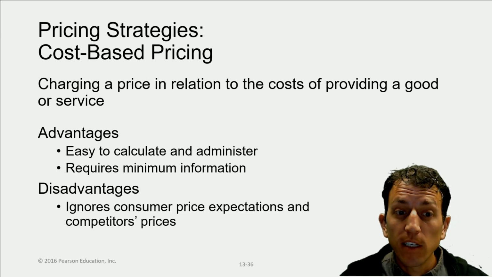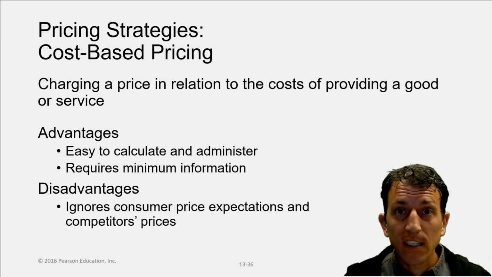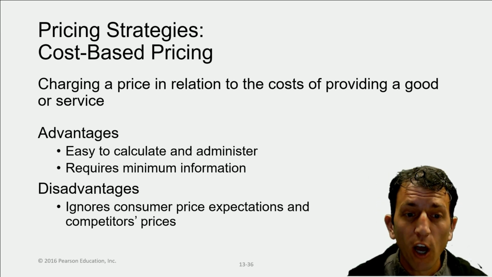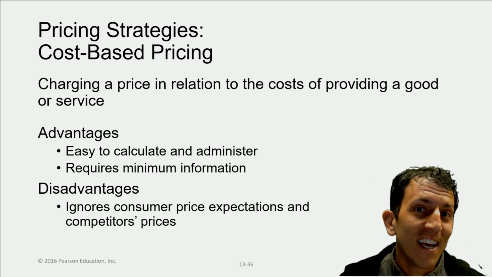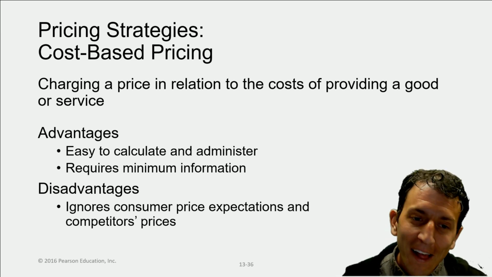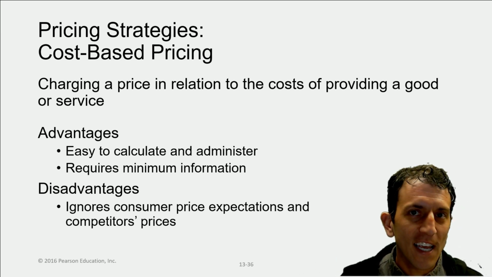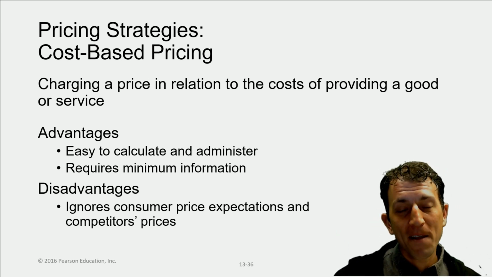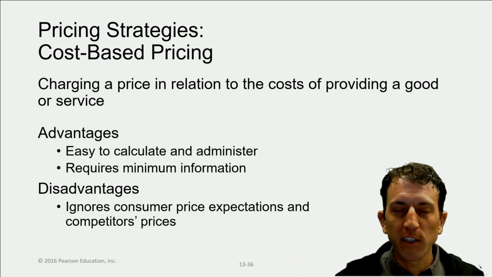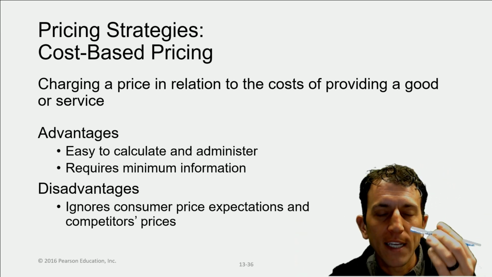Now, why is this a good way to price your stuff? Because it's easy. I know how much this pen cost me, and it requires very little research. The disadvantage is, look at toilet paper right now. Toilet paper is cheap to make, but cost-based pricing doesn't take into consideration that right now, people are willing to spend a lot of money on toilet paper. So it ignores other market factors and other perceptions. You're just taking the price of what it costs.